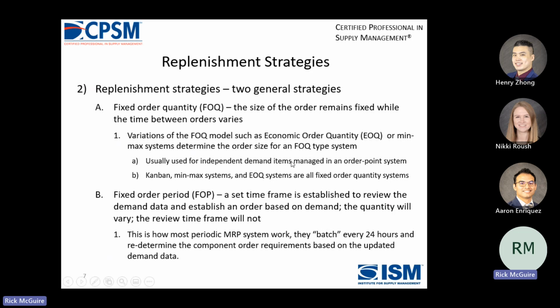It's usually used for independent demand, which is not a part on the BOM, it's the top level of the BOM, in an order point system. So Kanban, min-max, and EOQ systems are all fixed order quantity systems.